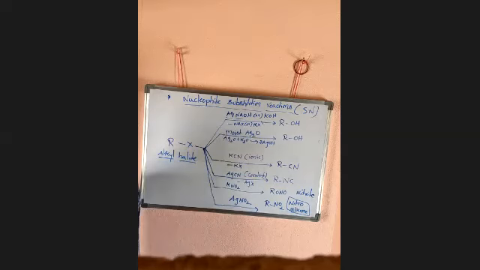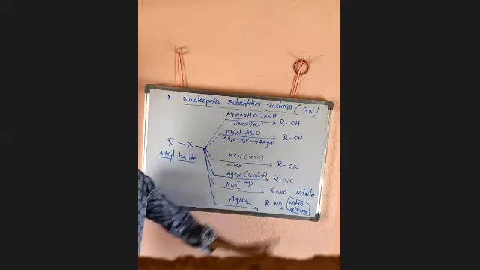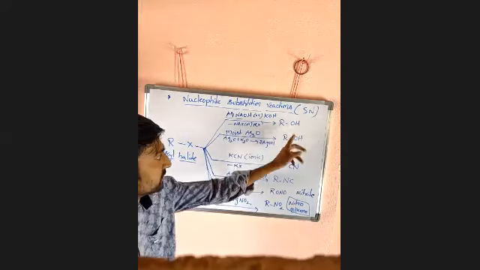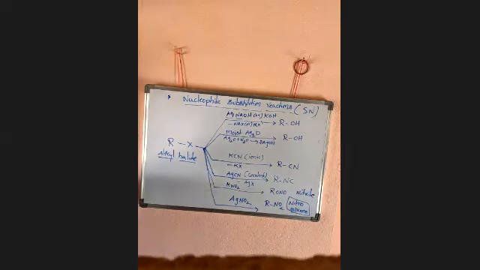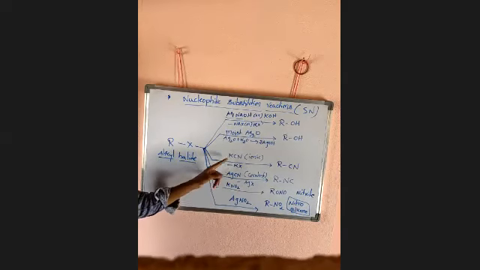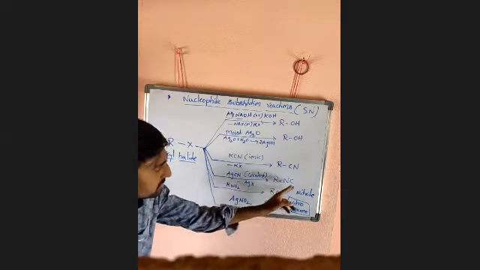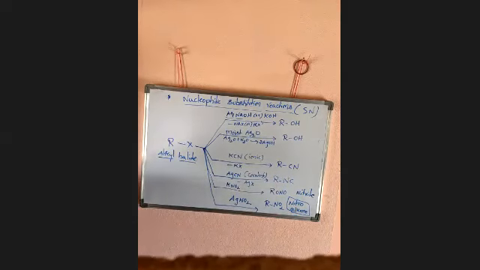Names are well known, that's why I don't want to write. Because cyanide is CN and isocyanide is NC. With KCN, it gives RCN. With AgCN, we will get isocyanide. That is important.